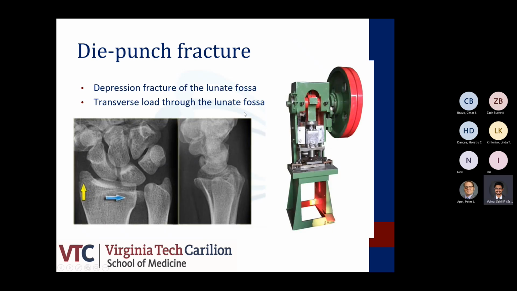Die punch fractures are depression fractures through the lunate fossa. Basically, it's a transverse load through the lunate fossa. You can see that here. The lunate is shortened down relative to the scaphoid. You have a little disruption of Gilula's lines there. And then you can see that fragment is sitting low. And this is a die punch for anyone wondering where that comes from: a big heavy thing that presses through a little hole. So basically that.